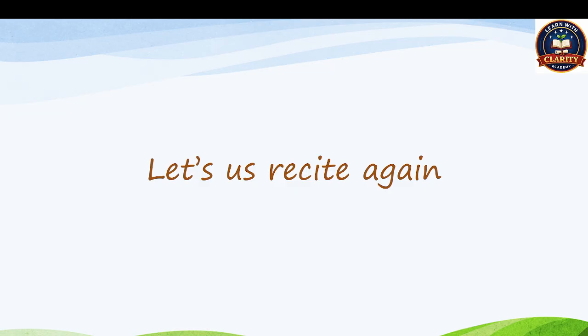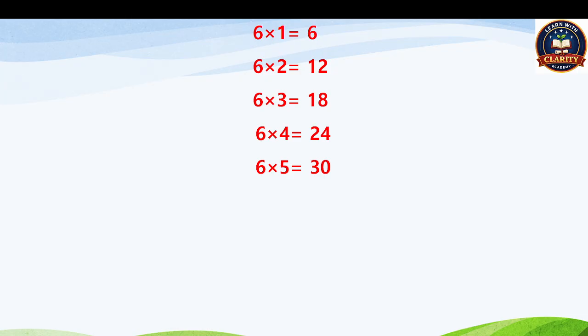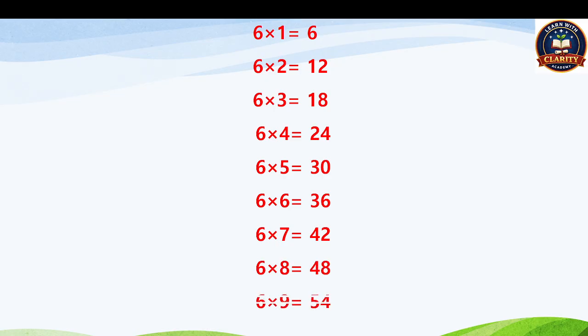Let us recite again. 6 ones are 6, 6 twos are 12, 6 threes are 18, 6 fours are 24, 6 fives are 30, 6 sixes are 36, 6 sevens are 42, 6 eights are 48, 6 nines are 54, 6 tens are 60.